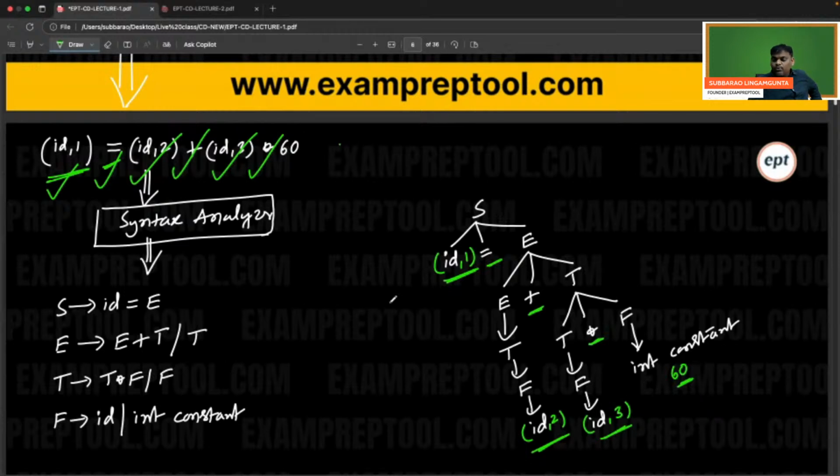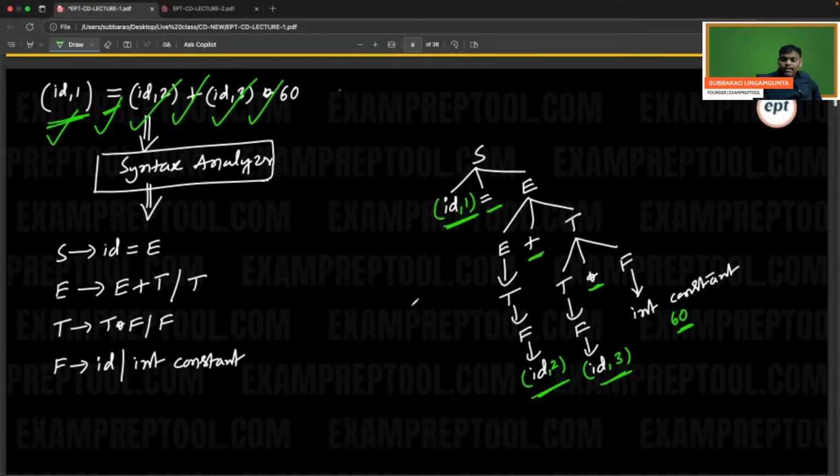So what I mean to say is, everyone observe. Syntax analyzer input is token string. Listen, everyone now. Syntax analyzer input is token string. But the output, if you observe, is called a syntax tree. This is a syntax tree. Input is going to be token string. Output is going to be syntax tree.